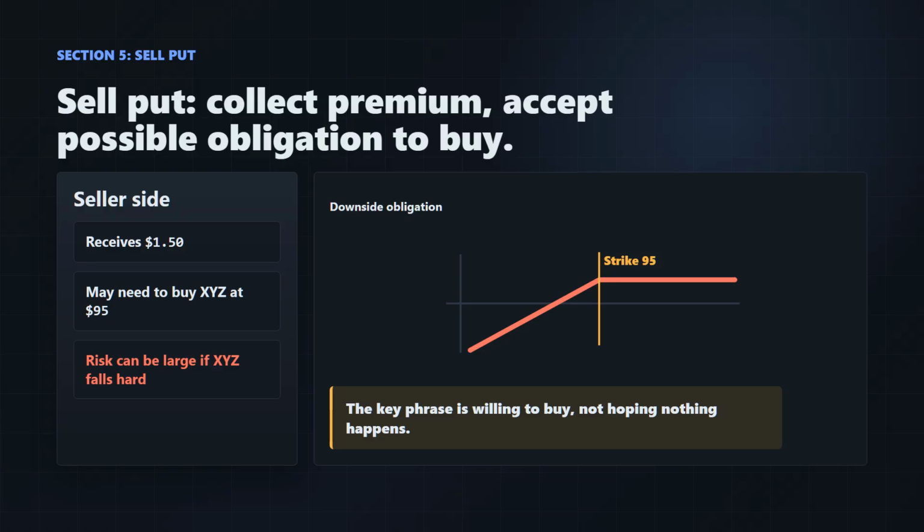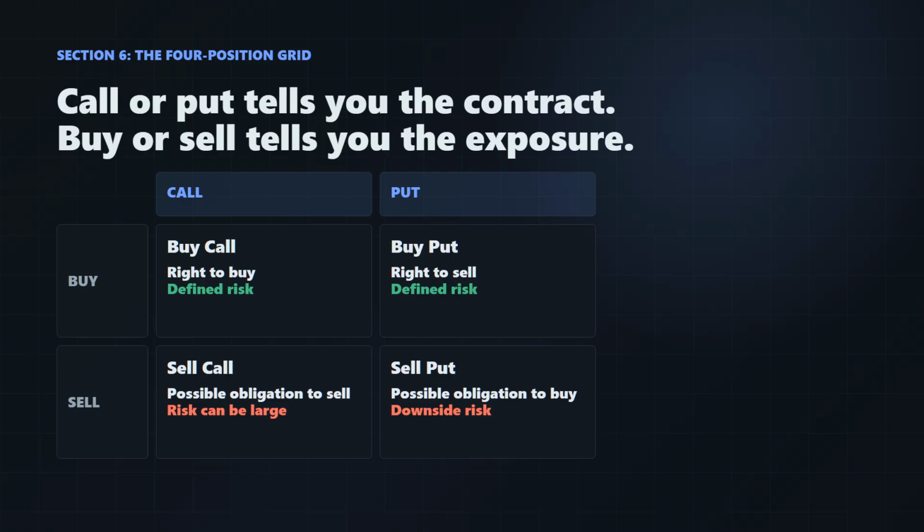One word you will hear often is assignment. Assignment is what can happen to an option seller when the buyer exercises their right. If you sold a call, assignment can mean you have to sell shares at the strike price. If you sold a put, assignment can mean you have to buy shares at the strike price. Assignment is not the only way options end. Many traders close positions before expiration, but assignment risk is real, especially for short options, around expiration, and around dividends for some call positions. For now, remember this: buyers decide whether to use the right. Sellers need to be prepared for the obligation.